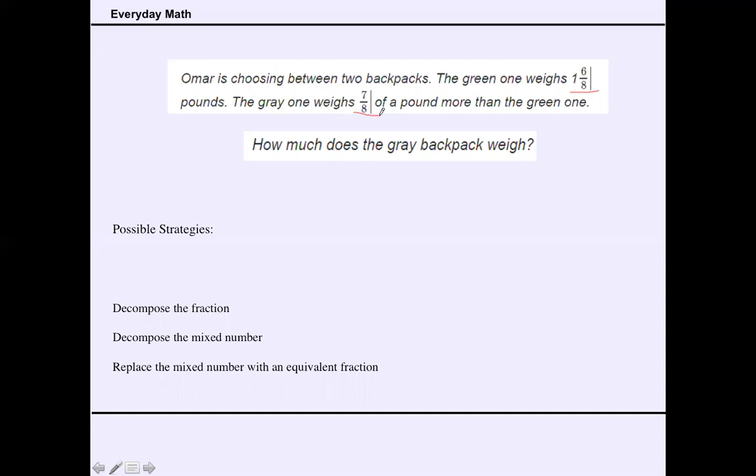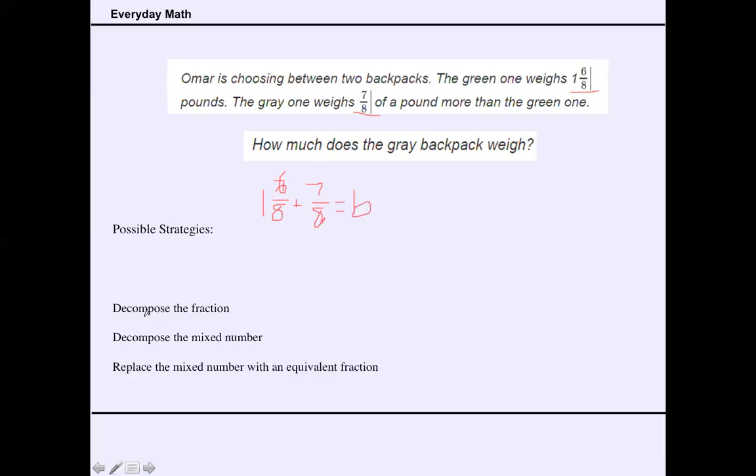So this time I'm trying to solve a different equation. I'm not trying to figure out how much the gray one weighs by subtracting. I know that I have to add 7/8 of a pound to the green backpack to find out the weight of the gray backpack. So my equation is going to be 1 and 6/8 plus 7/8 equals B for backpack.